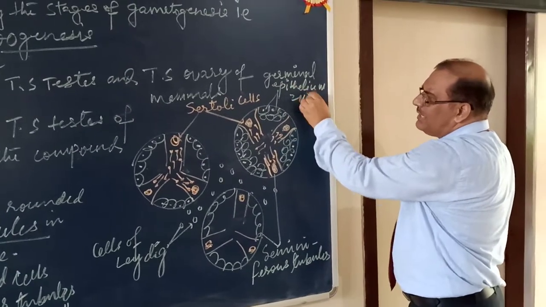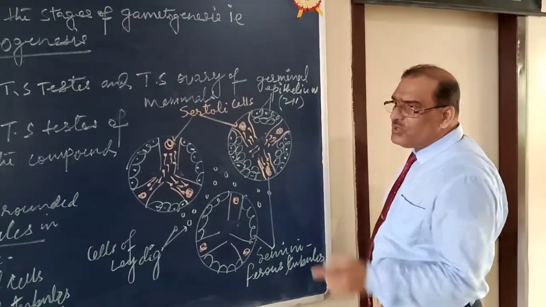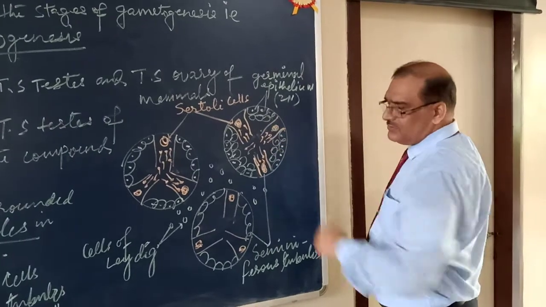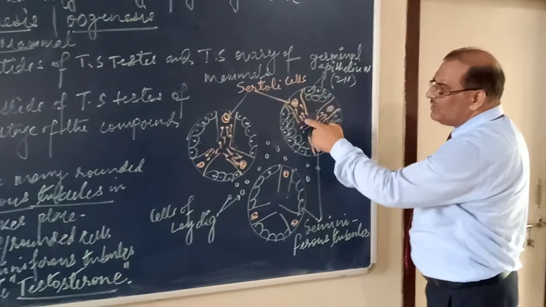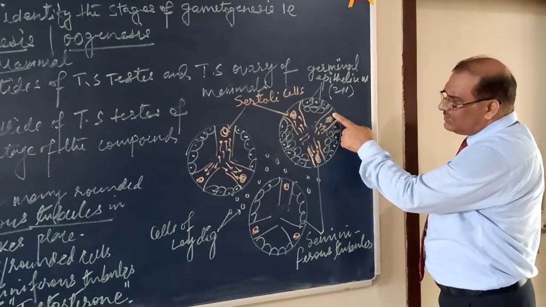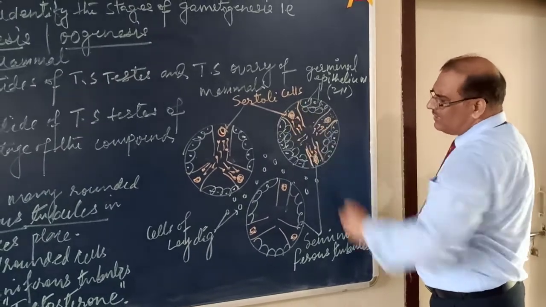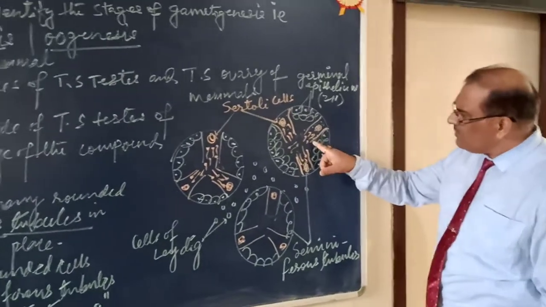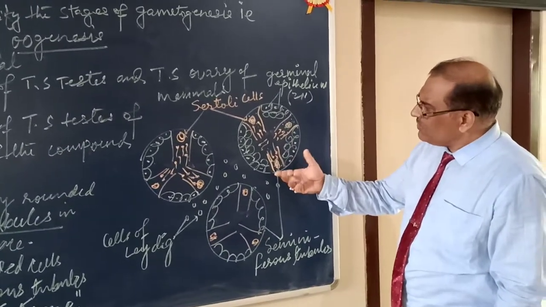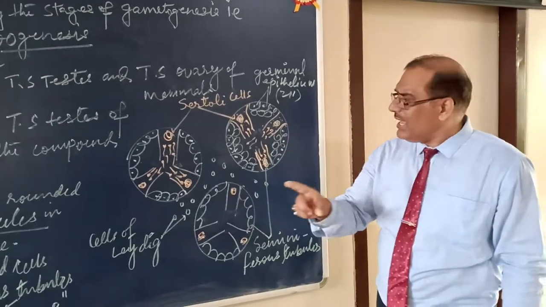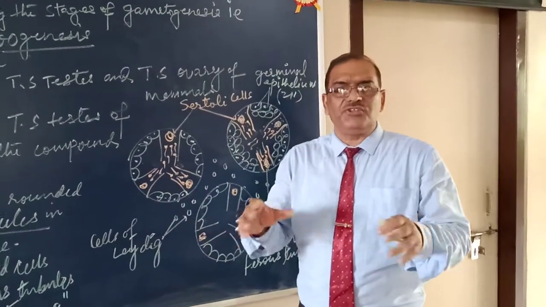The diploid cells of the germinal epithelium undergo meiosis to produce haploid cells. These haploid cells, called spermatids, enter the Sertoli cells. There are some pillar-like cells, called Sertoli cells. These are the nurse cells, in which sperms develop. In the Sertoli cells, spermatids are transformed into sperm.